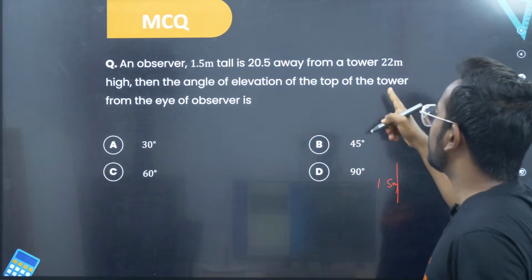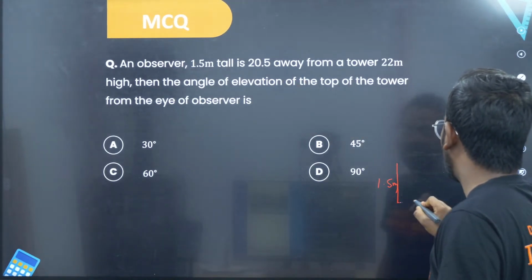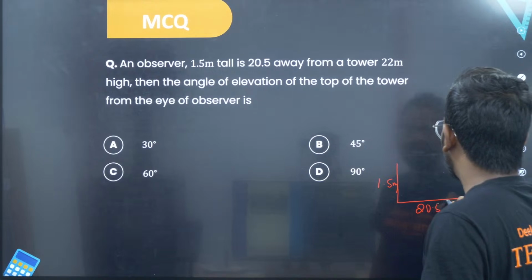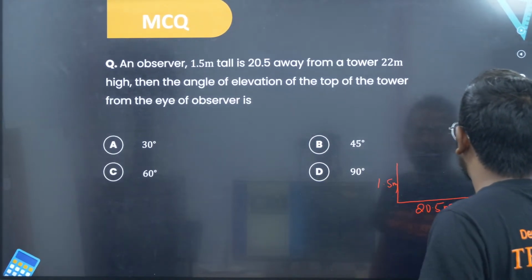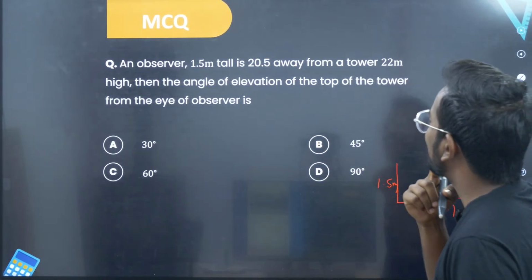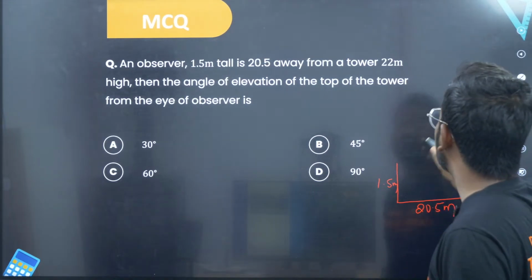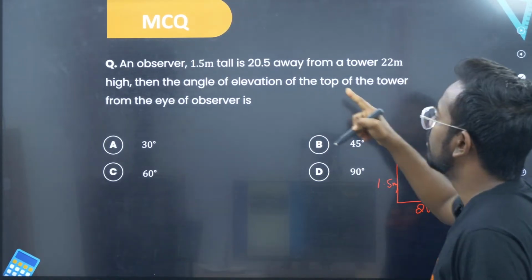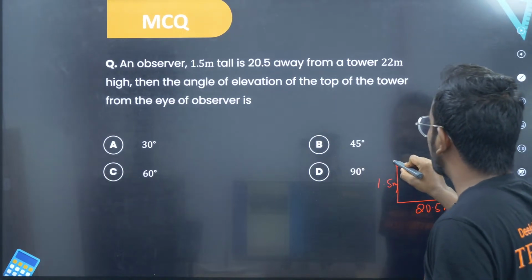He is 20.5 meter away from the tower, right? So there is some tower. Okay, so now the angle of elevation of the top of the tower. So this is the top of the tower from the eye of an observer. The eye of an observer will be somewhere here.